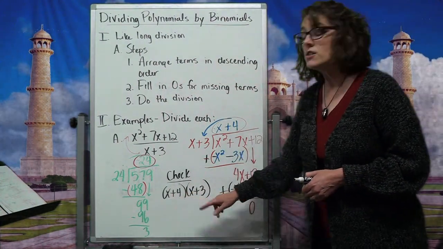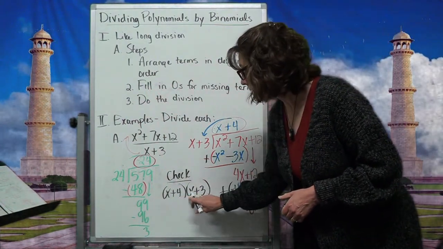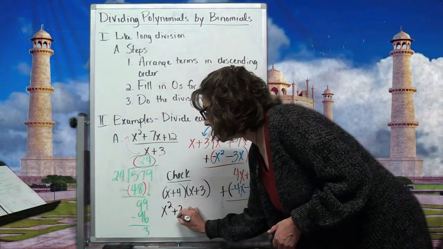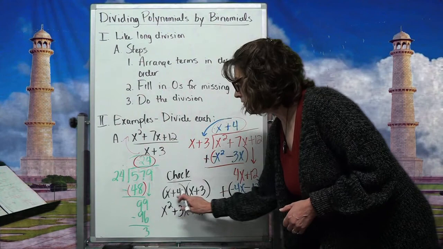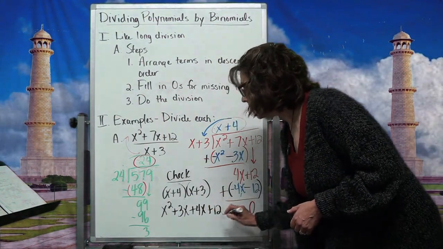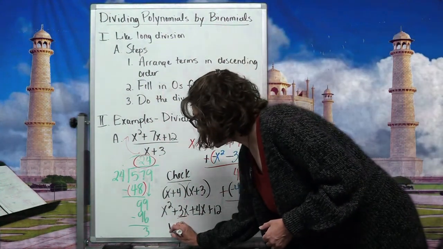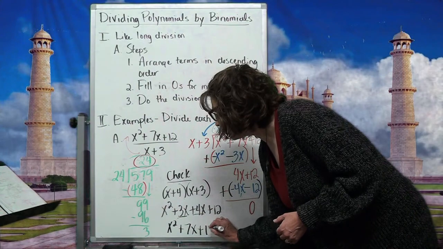Now, when you see this, you know that you're going to FOIL it, extended distributive property. x times x is x squared. x times 3 is positive 3x. 4 times x is positive 4x. And then 4 times 3 is a positive 12. Now I'm ready to combine up these like terms. And 3x plus 4x gives me 7x. So I have x squared plus 7x plus 12.